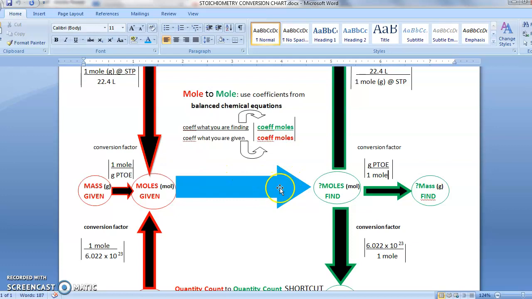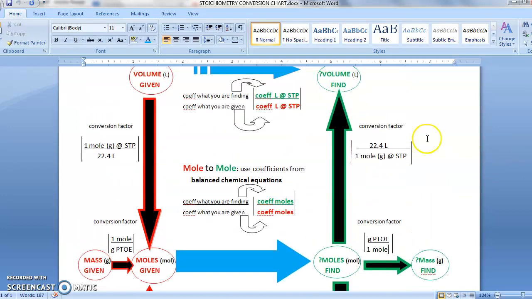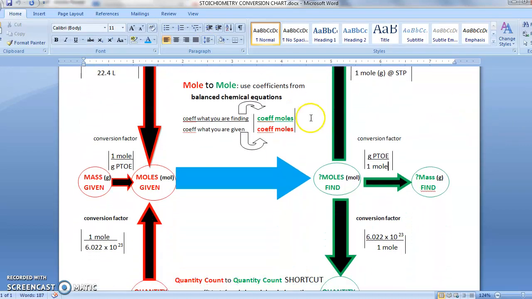the one in blue. So we already know for a given substance, if I give you the volume, you can find the moles. There's your conversion factor, 1 mole over 22.4. If I give you moles and ask for volume, you've already learned to do that earlier this year. You multiply by the molar volume, 22.4 over 1 mole. So we can navigate all sides of this chart. The only new one is using the chemical equation.